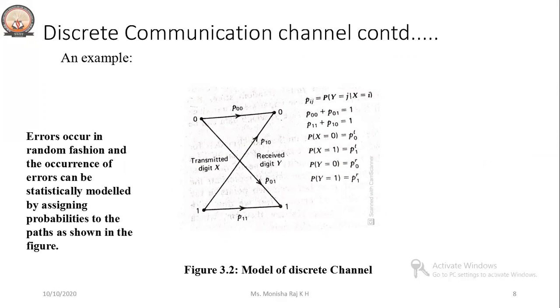What do we mean by that? P00 means the zero input sent will be received as zero itself at the output. P01 means the zero input sent at the transmitter will be received as 1 at the receiver. That is the errored bit. So the combination of these two equals 1. Here we are representing the transmitted bit as T and the received bit as R. So this is about discrete communication channels.